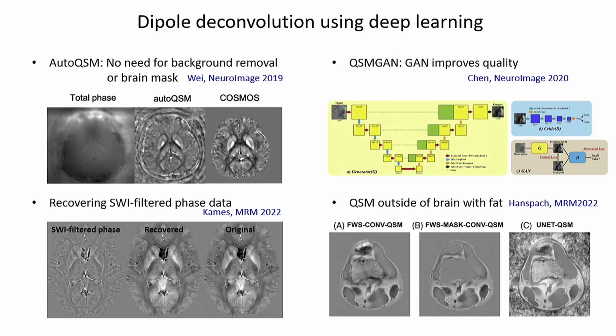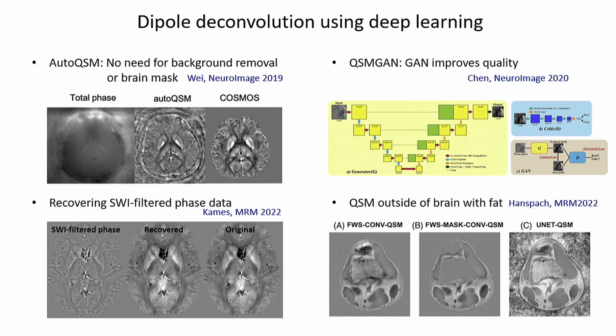Well, again, there are a lot of methods developed so far. If I just show you some of the interesting topics, at least for me, not for everyone. This AutoQSM does not require any local background removal technique, nor the mask, so that you can save the edges of the data set. People also suggested this GAN, the generative model, so that you can improve the image quality of QSM. Also, this is quite exciting: you can use the filtered phase and restore the original phase by using deep learning so that you can do QSM on your SWI data sets.